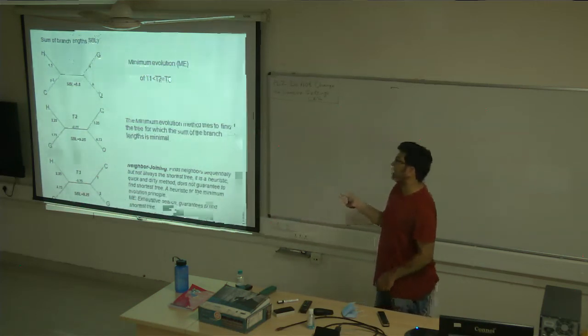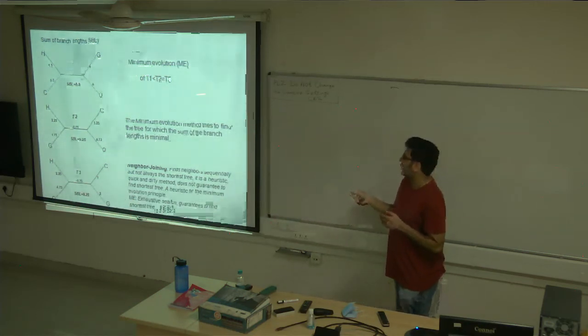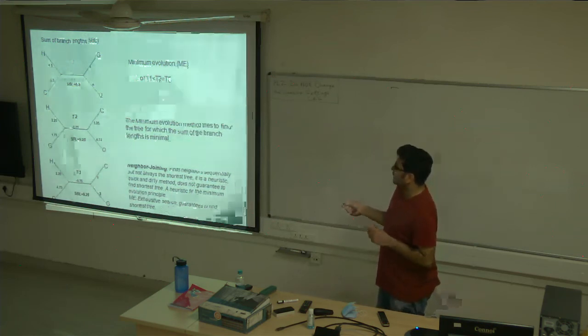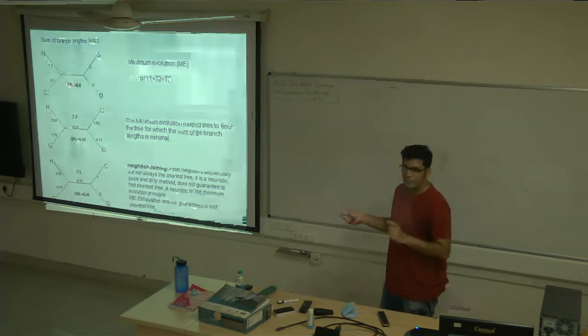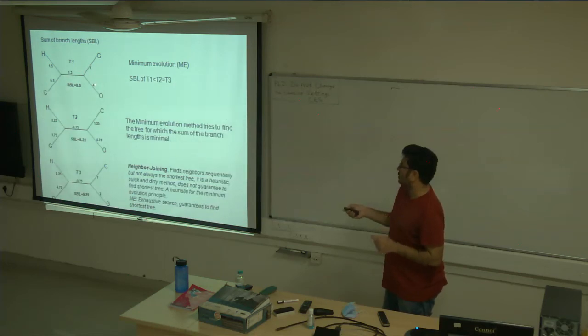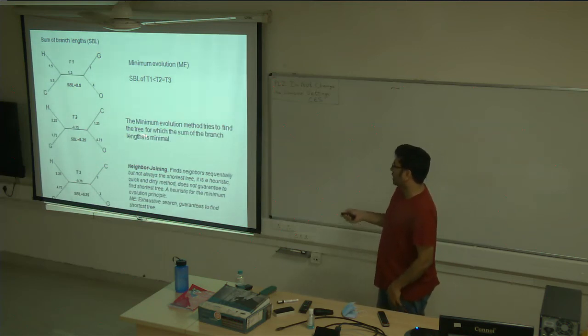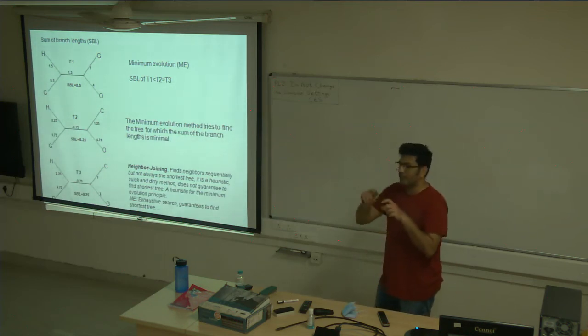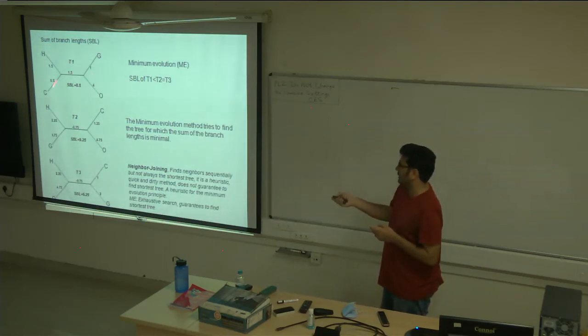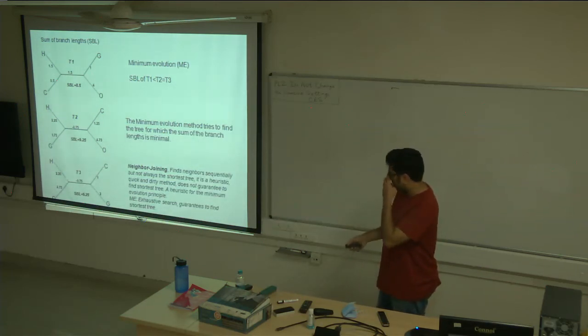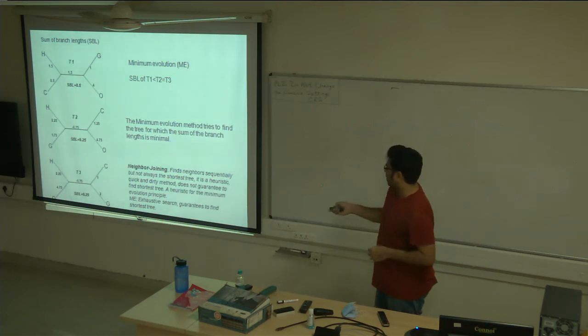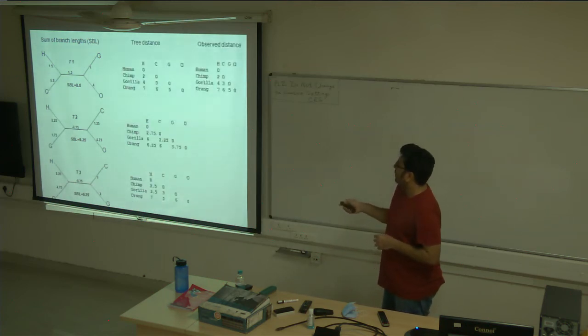So this is your minimum evolution method. What it will do is pick the tree with the lowest sum of branch length. What neighbor joining would have done is sequentially add taxa, and basically it would have given you this tree or any of these trees.